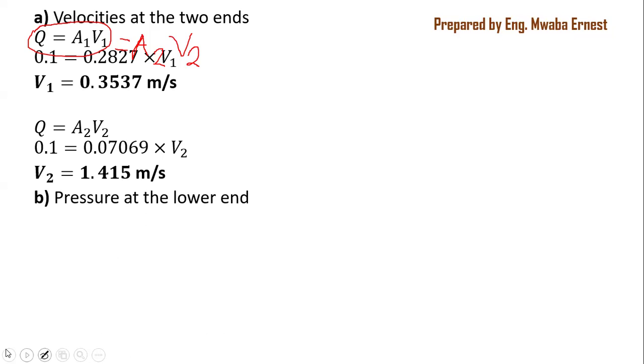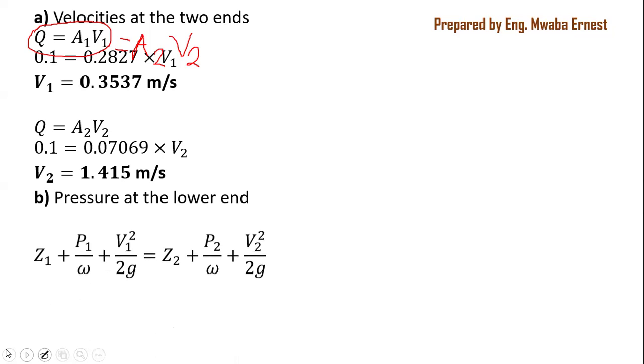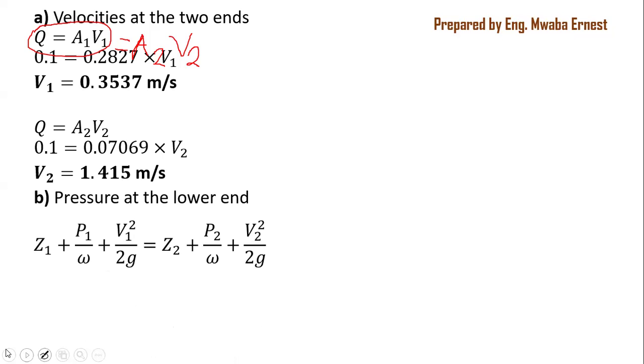Let's now calculate the pressure at the lower end, which is like P1, rather P2. For this one, we have to invoke Bernoulli's equation. So Z1 plus P1 over omega plus V1 squared over 2g is equal to Z2 plus P2 over omega plus V2 squared over 2g.